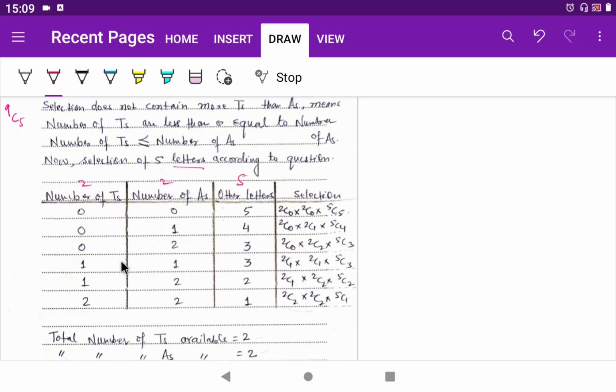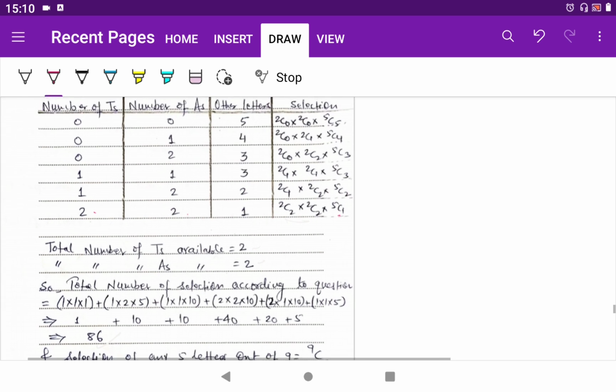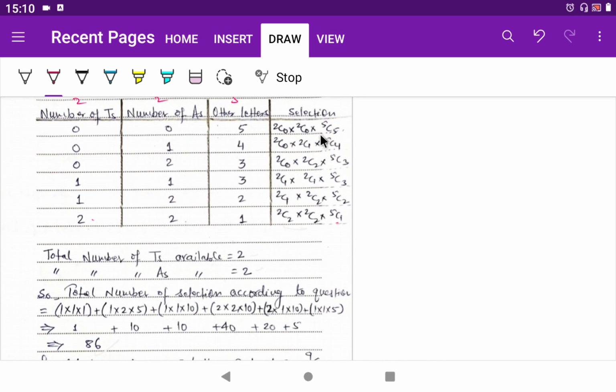And so on: 1 comma 1 and 3, then 2 comma 1 multiplied by 2 comma 1 and 3 comma 5, 5C3. Then I choose 2C1, 2C2, and 5C2, then 2C2, 2C2, and 5C1. Okay, so now I need to total up the sum of all these.